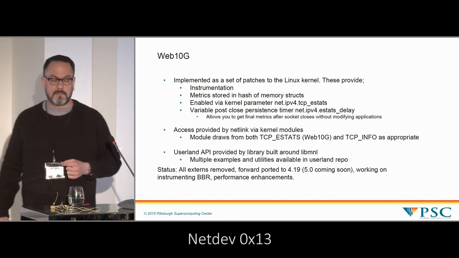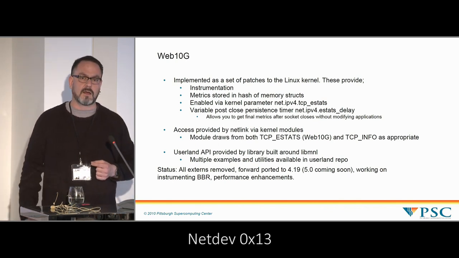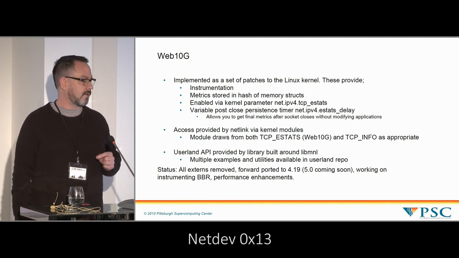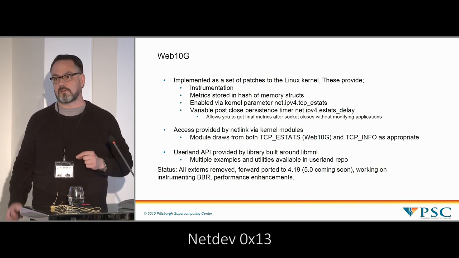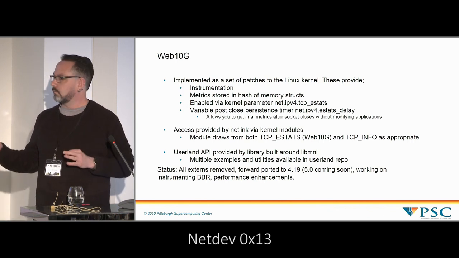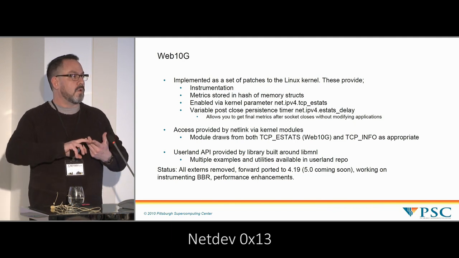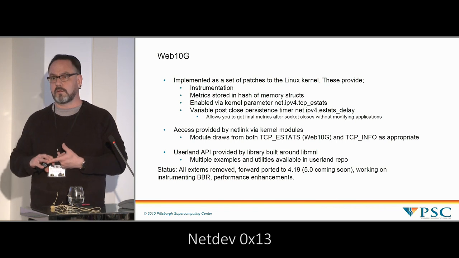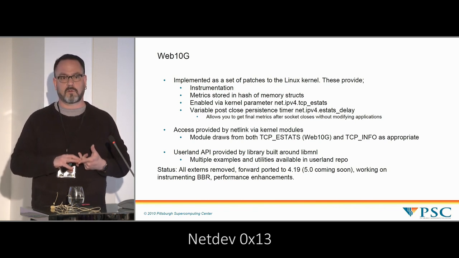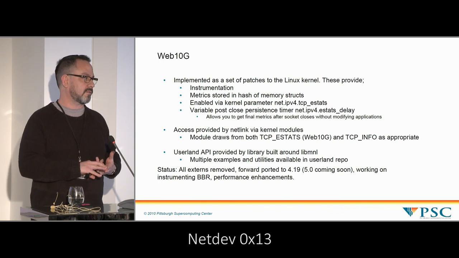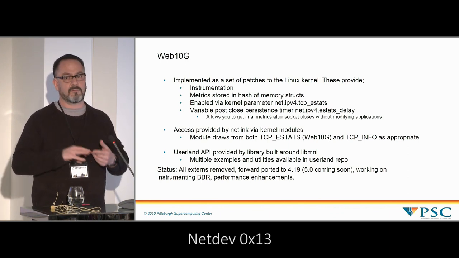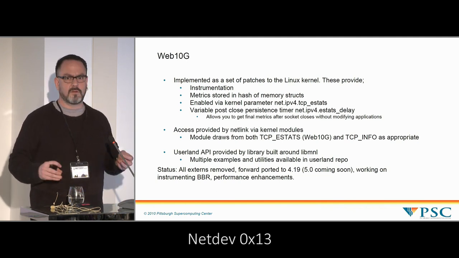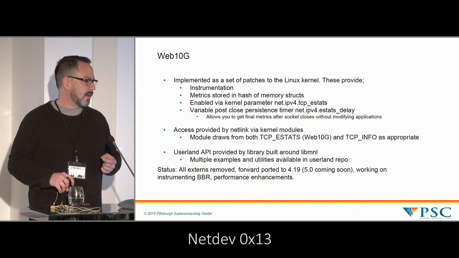Now, to tell you a little bit about Web10G, this is implemented as a set of patches to the Linux kernel, and this set of patches provides the base instrumentation as is required. There is also a set of memory structures that we store the information in. We do not store the information directly in the socket. We actually store it in a hash of memory structs. Each memory struct is instantiated every time a new socket is created and entered into the hash. We're using UT hash for that.